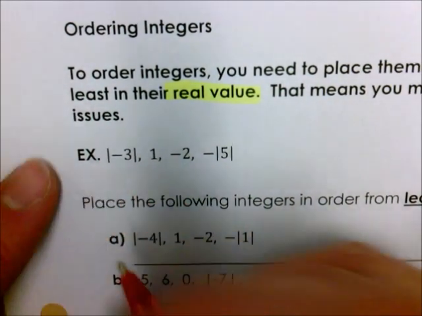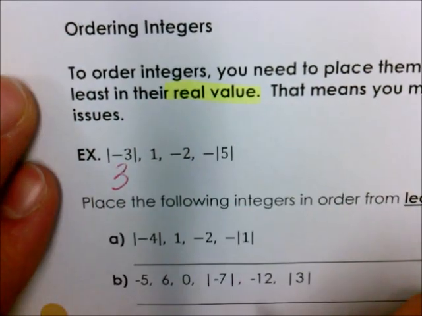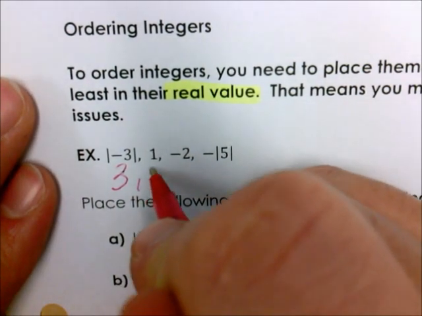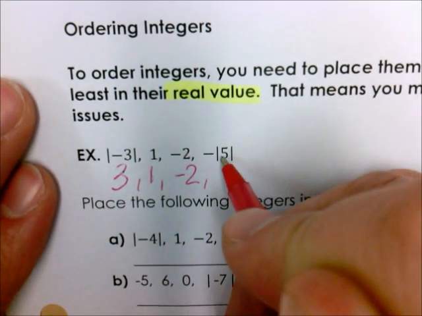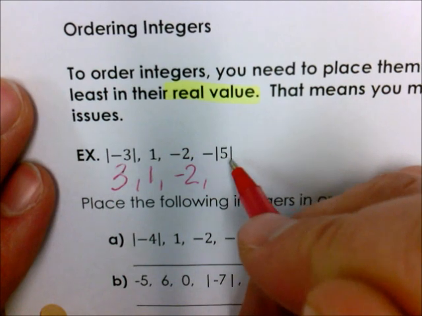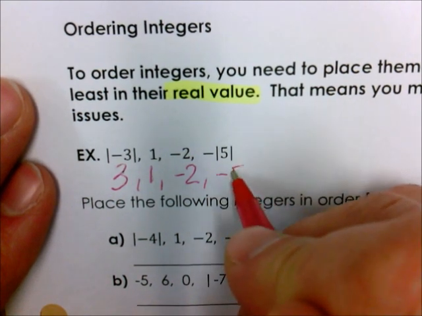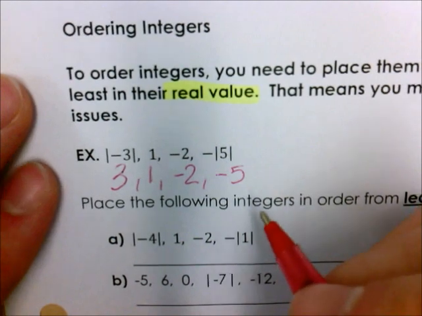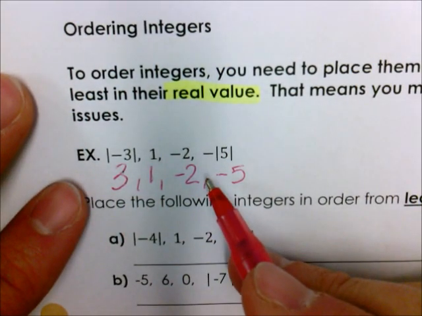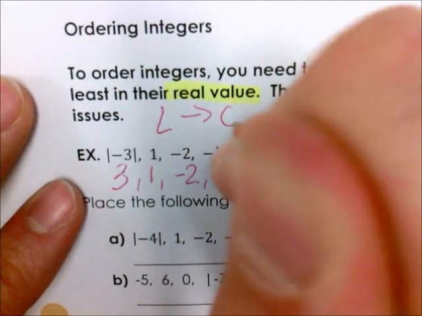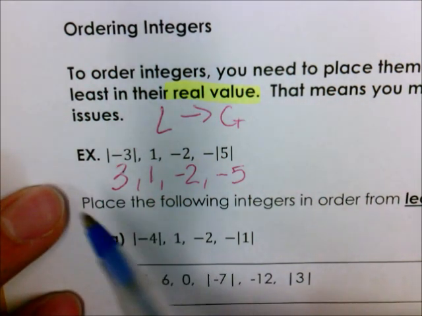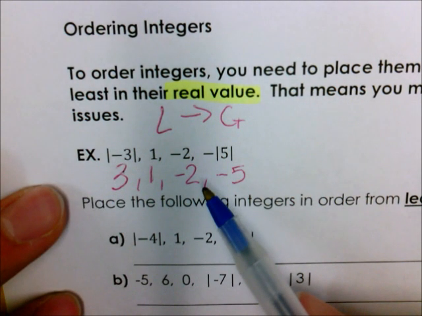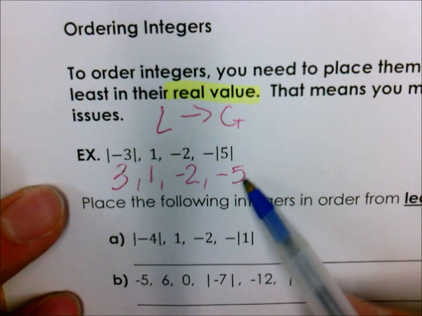All right, so this is the absolute value of -3, which is worth a +3. 1 is just 1. -2 is just a -2. And then the opposite of the absolute value of 5 is a -5. Okay? So now I have their real values. I just need to order them, we're going to do this one least to greatest here. All right. Well, in order to do that, I need to figure out what is the smallest number that is in red here, the real value. And I figure out that's -5.